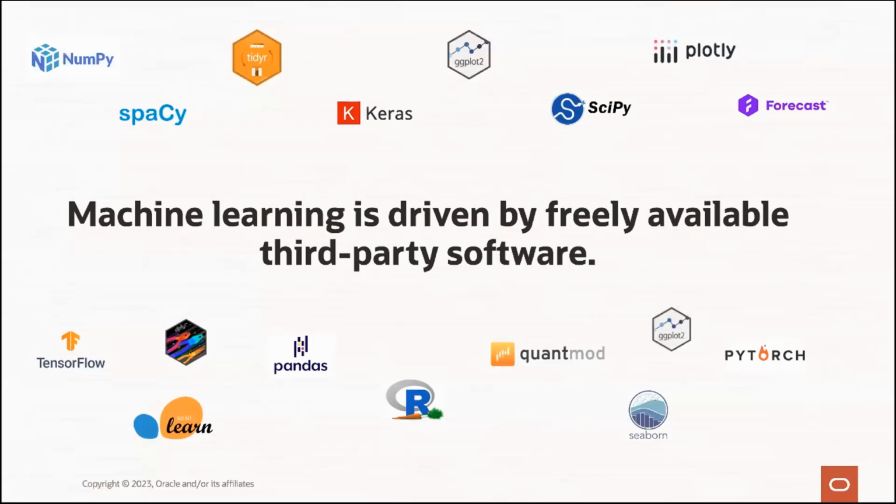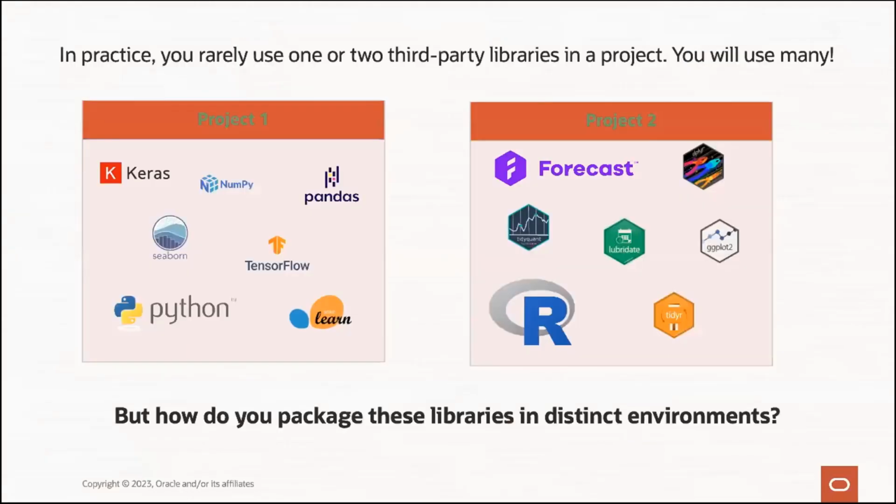Machine learning is driven by freely available third-party and open source software. On this slide, we've included some examples of some very popular Python and R libraries. Third-party open source software is even more prevalent than ever, with enterprises increasingly adopting it, both in consumption and production of open source. In practice, you rarely use one or two third-party libraries in a project. You'll use many, and a typical machine learning project involves sometimes tens or hundreds of packages.